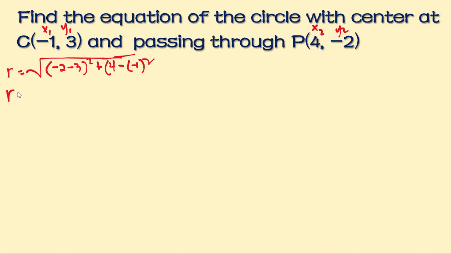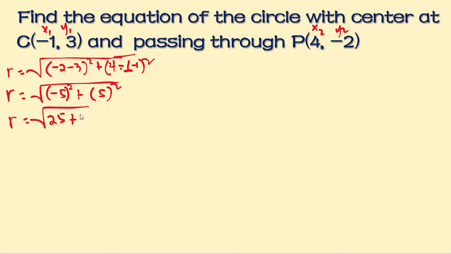Okay? So, r is equal to square root of, this is negative 5 squared, plus, so since negative plus minus, magiging plus nito, so magiging 5 squared. And then r is equal to square root of 25, kasi negative 5 times negative 5 is 25, plus 25, and r is equal to square root of 50. Diba ang center natin ay negative 1, 3. So, gagamitin natin itong dalawang ito to get the standard form.